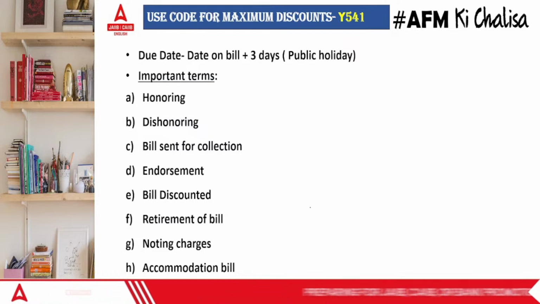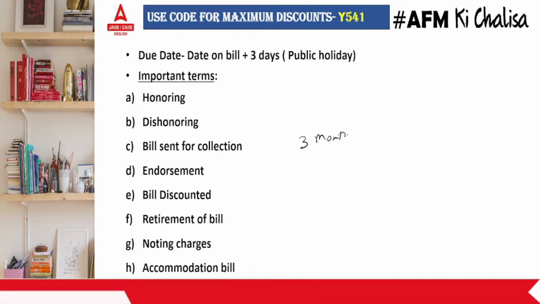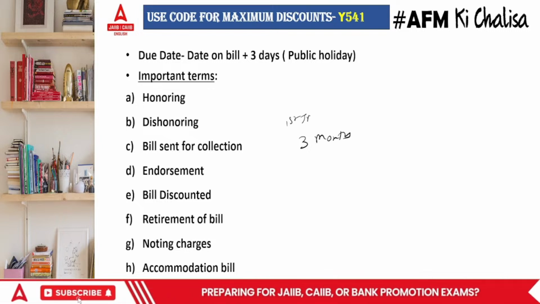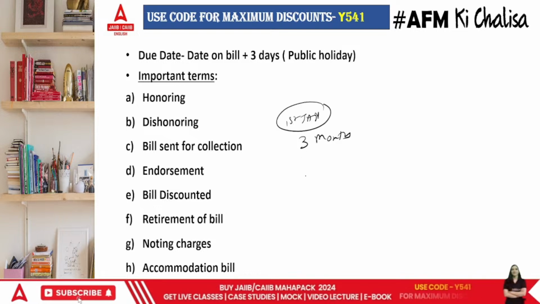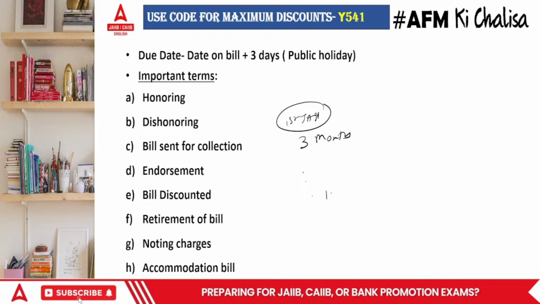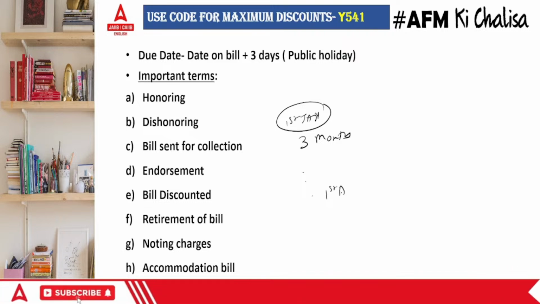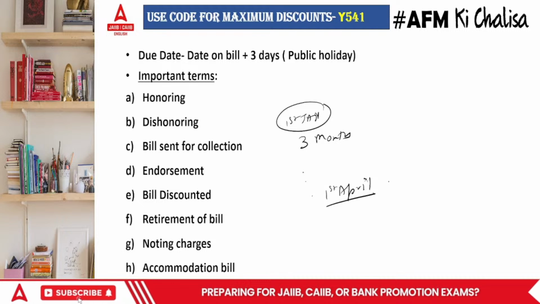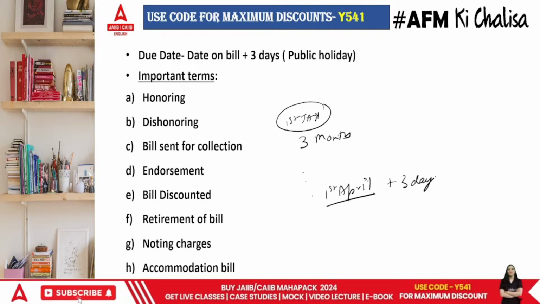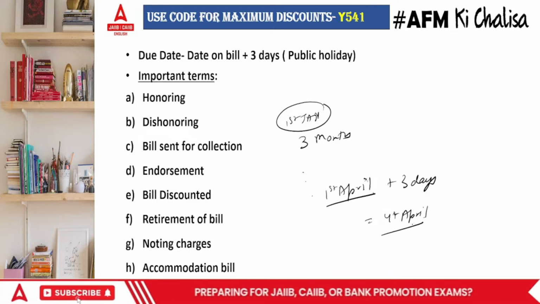Okay, one more important thing, everyone. If the bill is for 3 months, for example issued on 1st of January, remember, January entire, February entire, and March entire. That means if I look at it after 3 months, 1st of April should be the due date. No, add 3 more days. So 4th of April becomes your due date, provided this is not a public holiday.